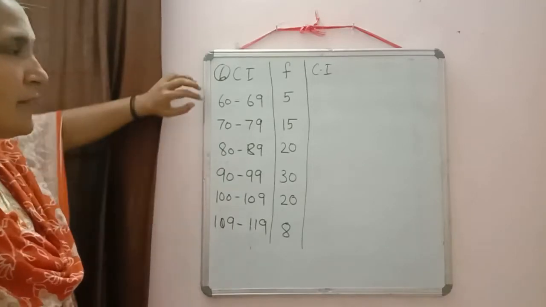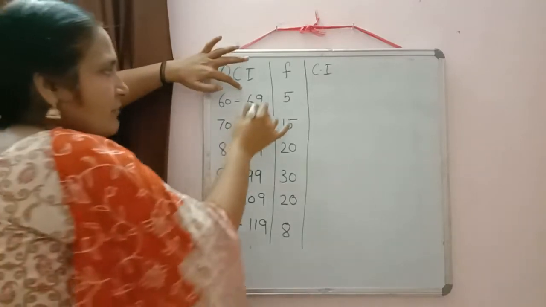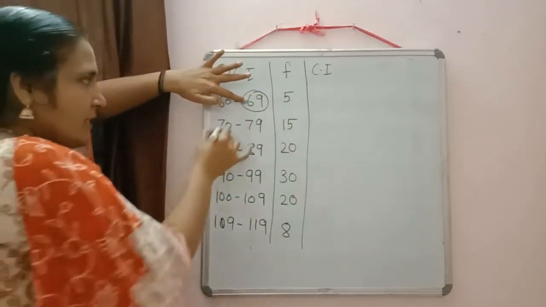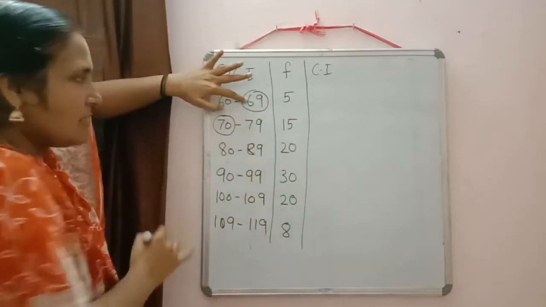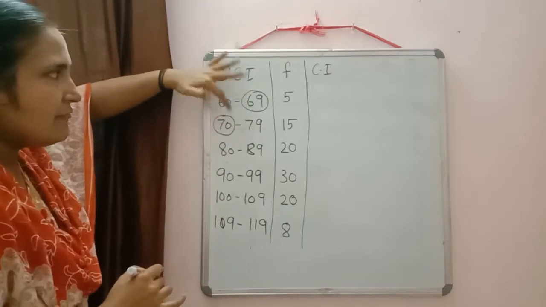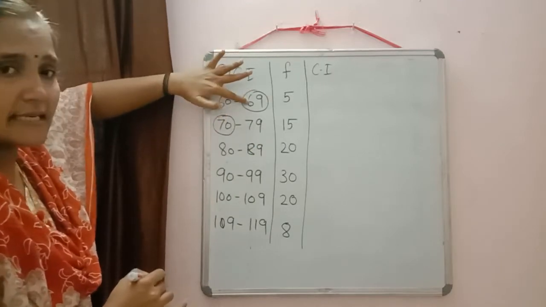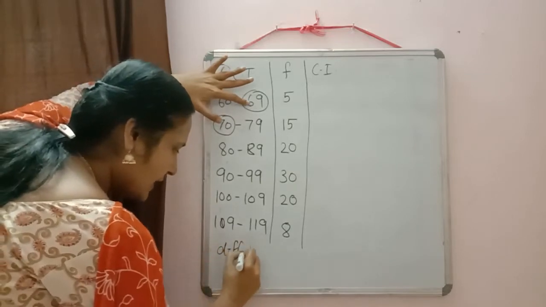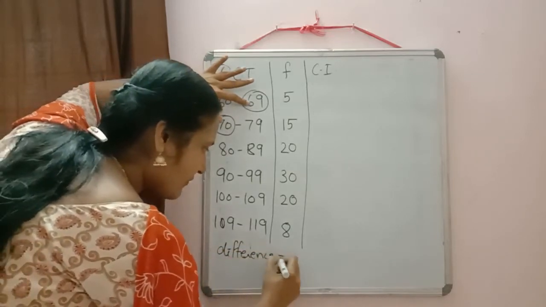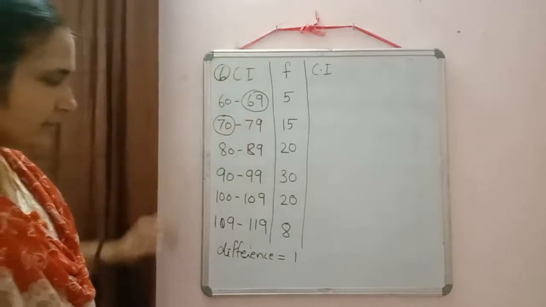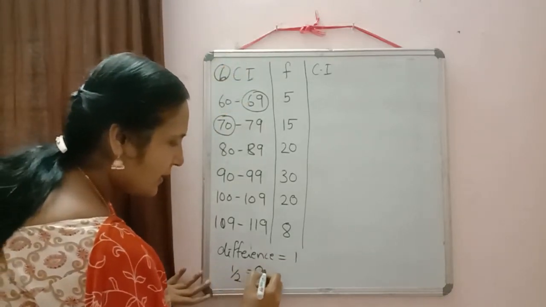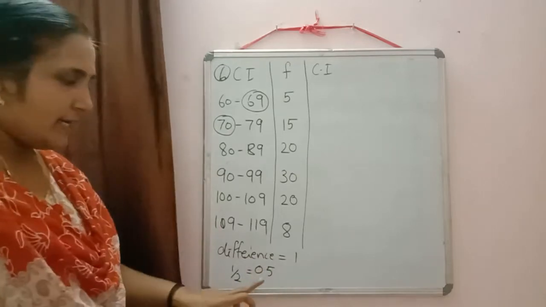So how are we doing this? First, what is the upper limit of the first class interval? 69. And the lower limit of the second one is 70. The difference, 70 minus 69, is 1. How are we making the class interval continuous? The difference is equal to 1. Then what will we do? We will divide that 1 by 2. So 1 by 2 will be equal to 0.5.